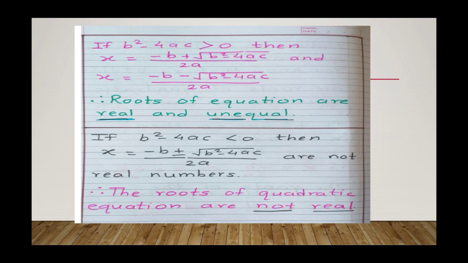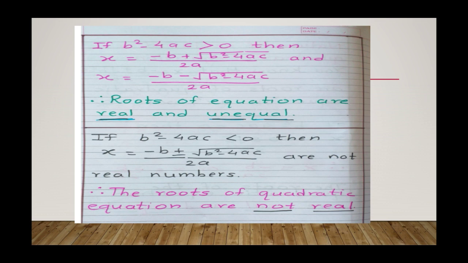If b square minus 4ac is greater than 0, then x is equal to minus b plus under root b square minus 4ac upon 2a and x is equal to minus b minus under root b square minus 4ac upon 2a. Therefore, the roots of the quadratic equation are real and unequal.